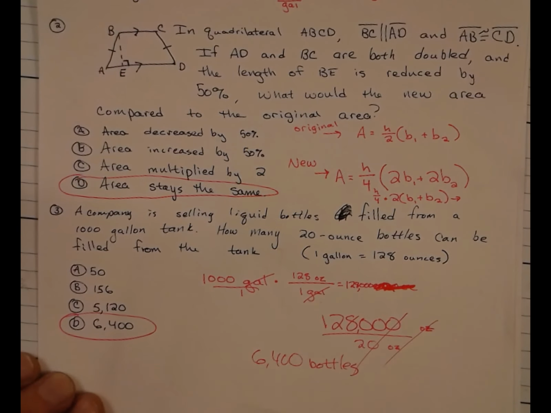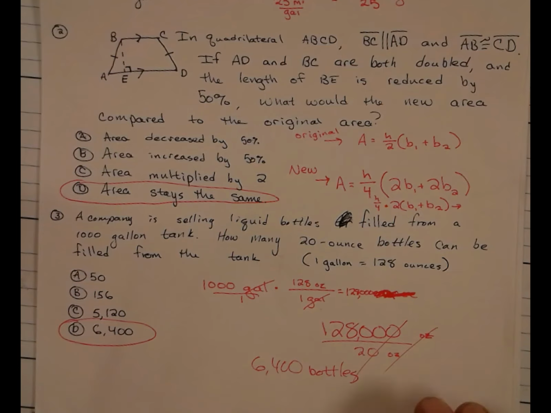So unit conversions, if we know how much is all together and we're asking how many 20-ounce bottles, we'll take the whole number of ounces, divide by 20. That's going to give us the number of bottles.